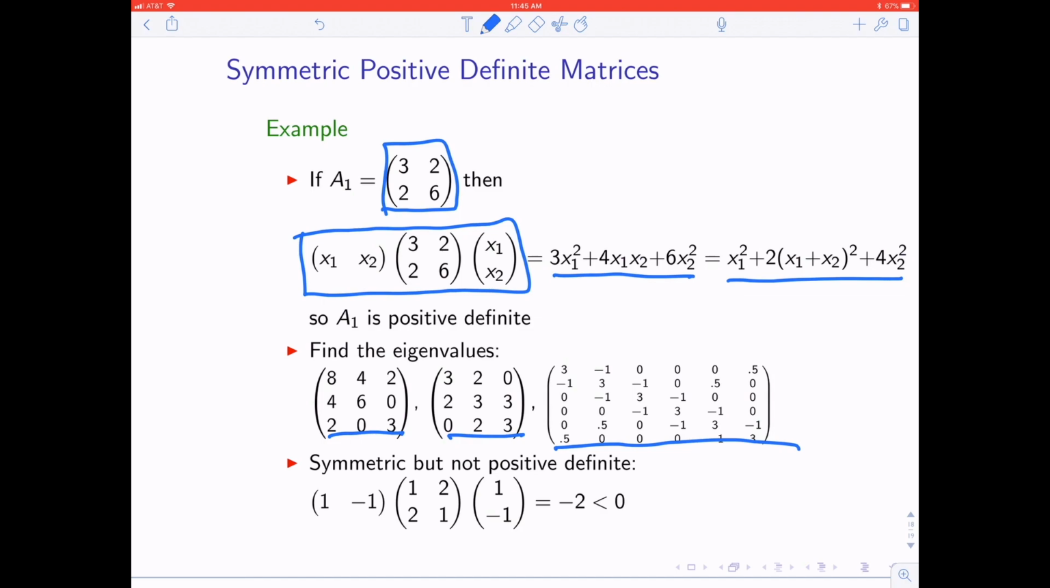Also, here's an example of a matrix that is symmetric, but not positive definite, right? So symmetric doesn't mean it's positive definite. The matrix is symmetric, but here's an example of a vector where when you plug it in, you get a negative number.